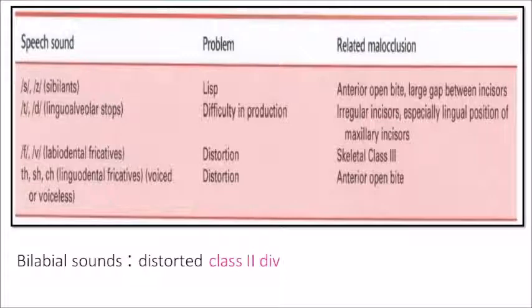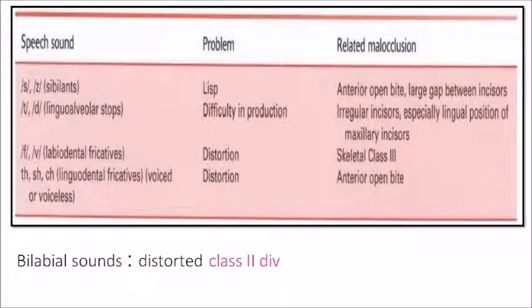Now, T and D are linguoalveolar stops. When you pronounce these sounds by yourself, T and D, the tongue touches the linguoalveolar region. There might be difficulty producing these sounds when there are irregular incisors, especially a lingual position of the maxillary incisors, because your tongue comes in contact with the palatal surface, that is the lingual surface, of the upper anteriors. So when there is a lingual position of the maxillary incisors, it will be difficult to produce T and D, the linguoalveolar stops.